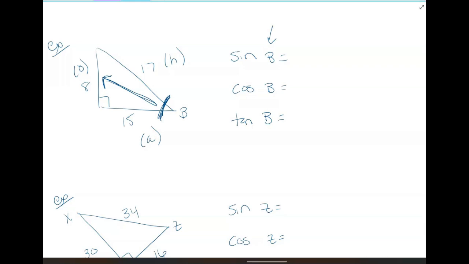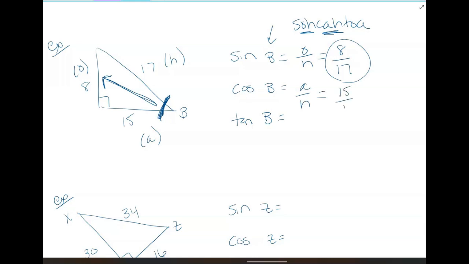All right, and so then using my SOHCAHTOA again, and if I were you, I would just keep writing this acronym over and over again until you have it memorized. So just keep writing it. The sine is the opposite over the hypotenuse. And the opposite in reference to angle B is 8, and the hypotenuse is 17. So that's your answer. In terms of the cosine of B, the cosine here is the adjacent over the hypotenuse, and the adjacent is 15 over 17.